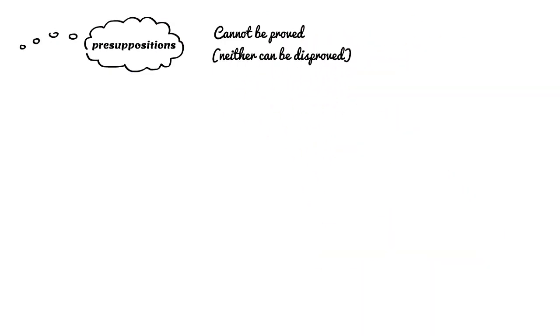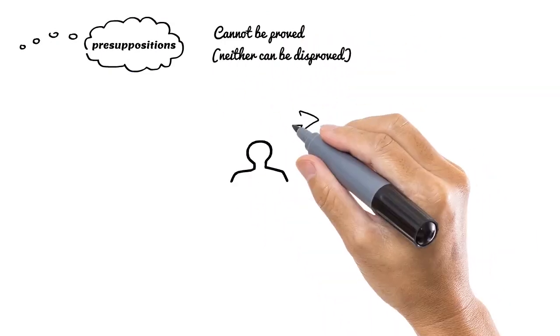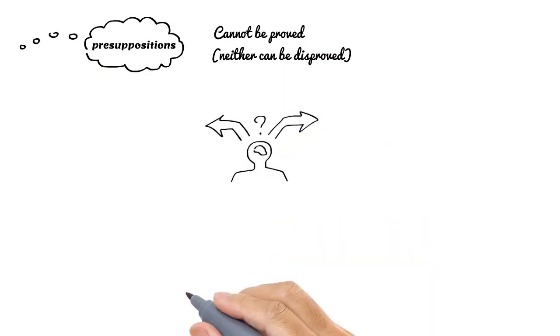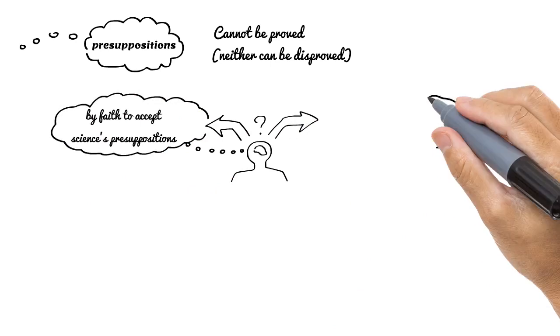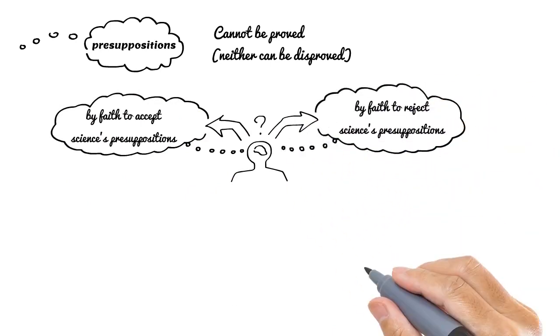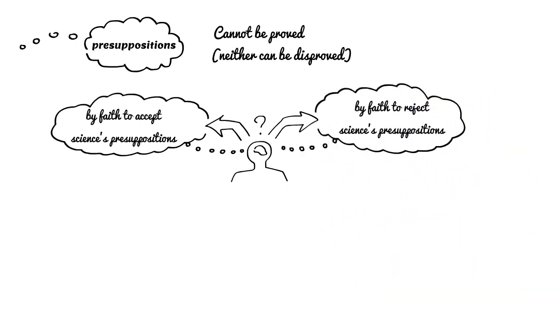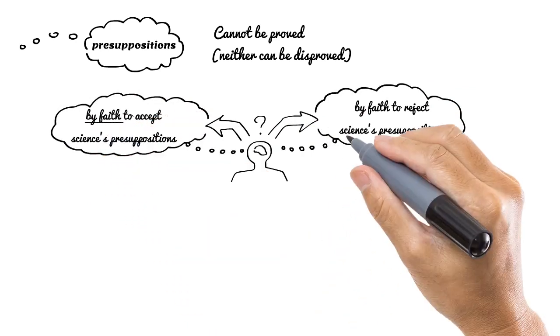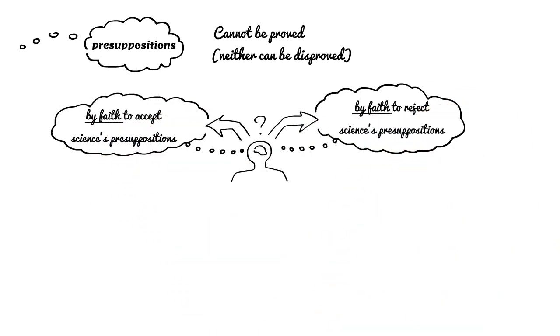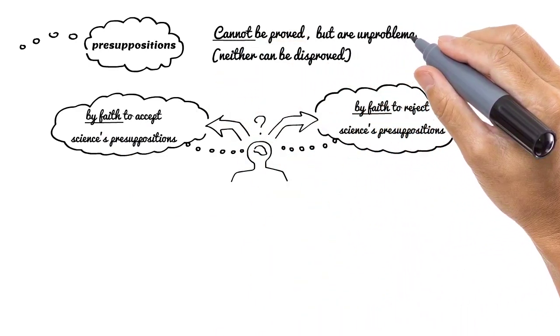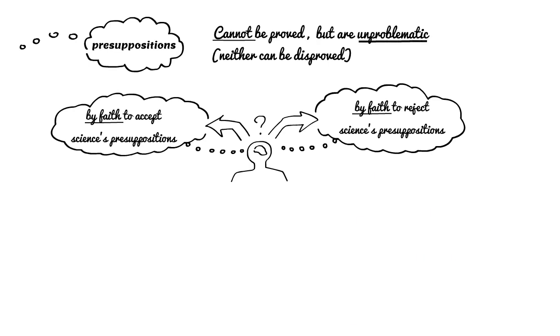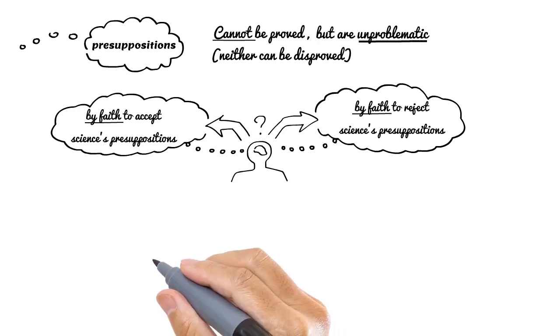Let me quote: science is built on faith, and you have two faith choices: by faith to accept science's presuppositions, or by faith to reject science's presuppositions. This choice is not between faith and non-faith, but between one faith and another faith. Science's presuppositions cannot be proven, but are unproblematic, at least for some people. So it's up to you to decide: do you accept science's initial presuppositions or disagree?